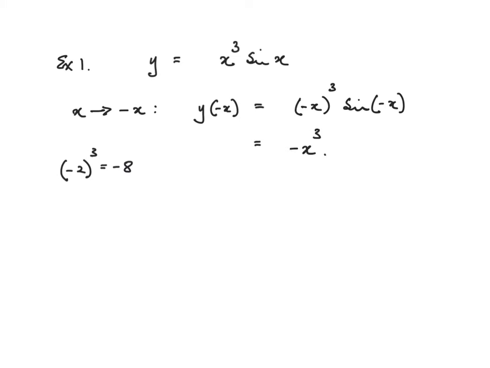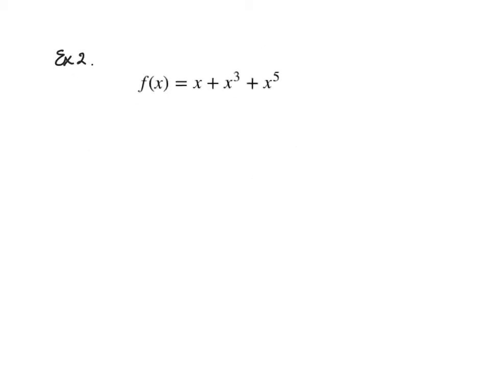And we've just learned that the sine function is an odd function, so sine of minus x is minus the sine of x. The next thing is to realise that the two negatives cancel, so we end up with x cubed sine of x. Now x cubed sine of x is exactly what we started with. So we've replaced x with minus x, and we end up back where we started, which is to say y of minus x equals y of x. So this particular function is an even function.